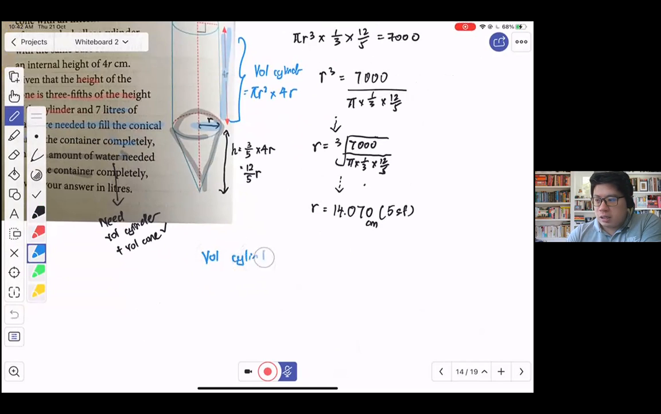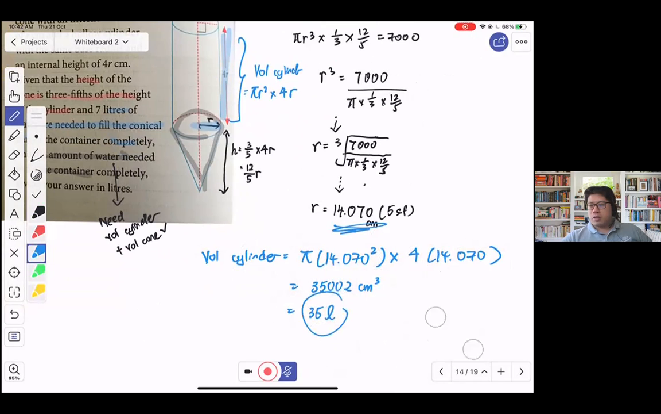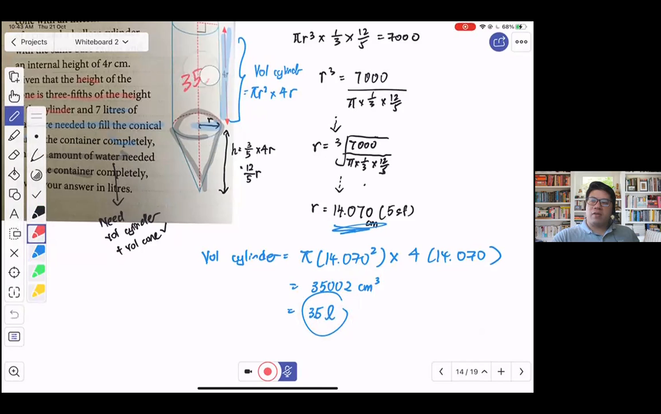The volume of the cylinder is pi r squared times 4r. Notice how I'm using the r repeatedly from what I found earlier. It should deliver to you approximately 35,002 cm cube, which is approximately 35 liters. Okay, now take 35. This is the volume of your cylinder. So you have found yourself 35 liters.